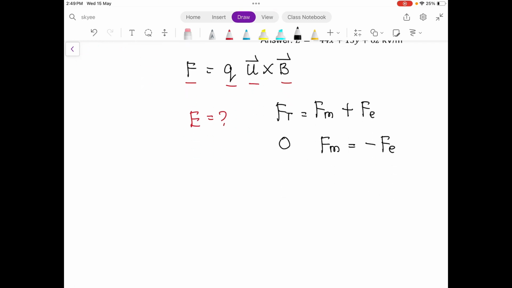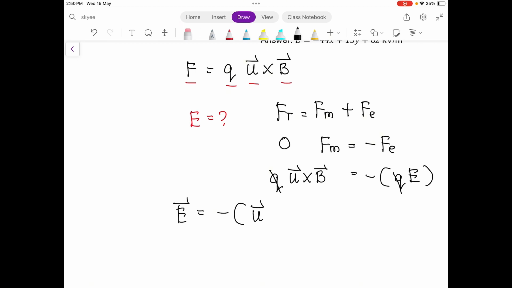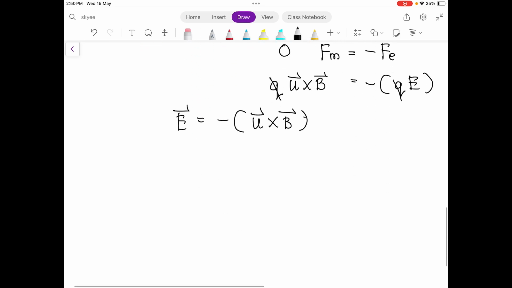So what is Fm? Fm is equal to Q U cross B, while Fe is equal to Q E. Now you start to see the relationship. So the E will be negative U cross B. So this is what you can do. How to perform U cross B? Manually you can use this method, and you can also solve it using a calculator. Your calculator can also solve this one.